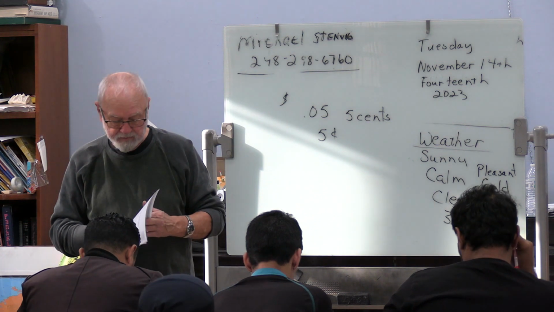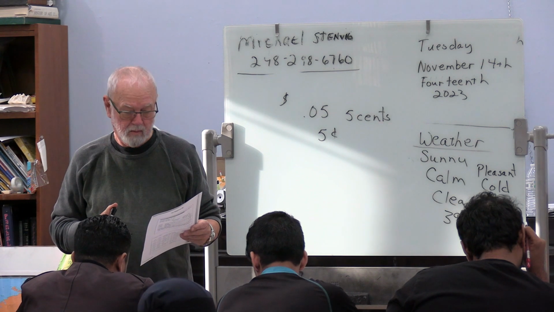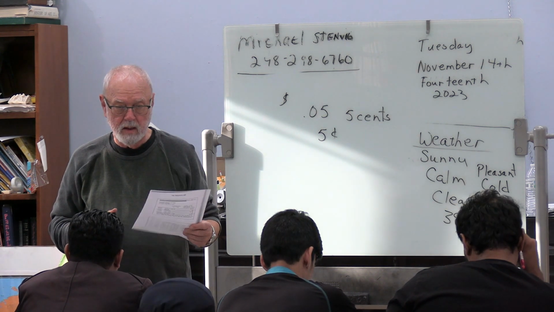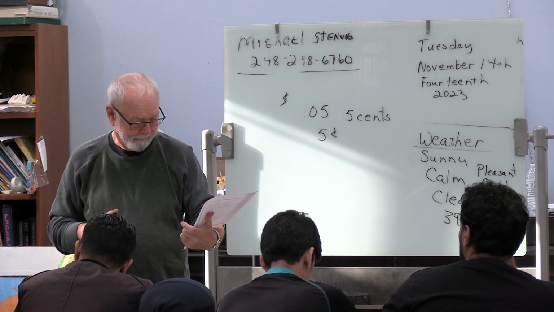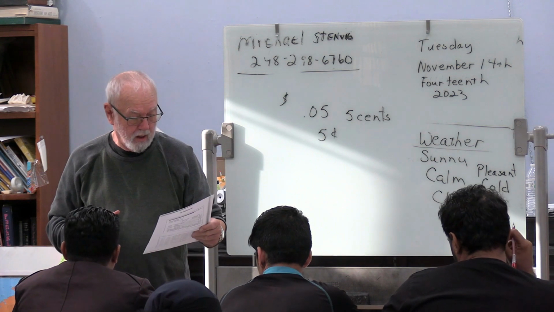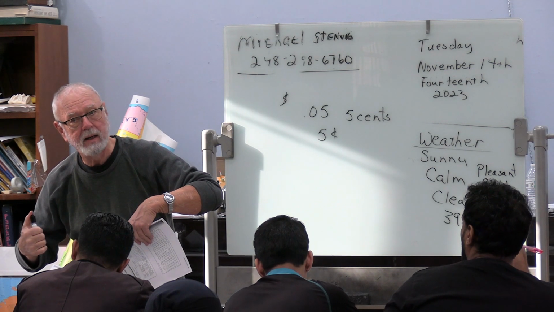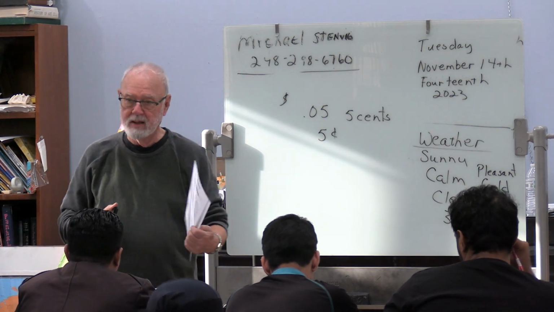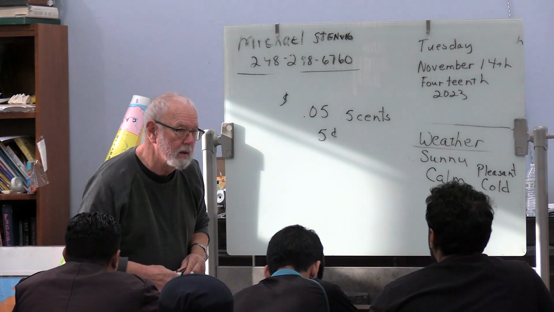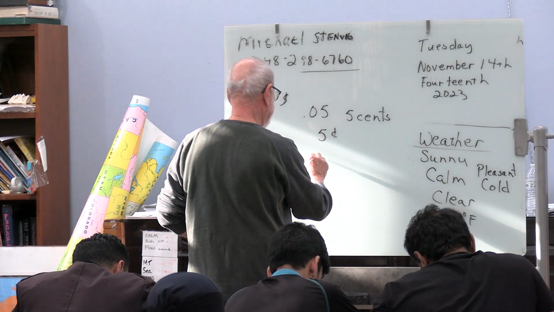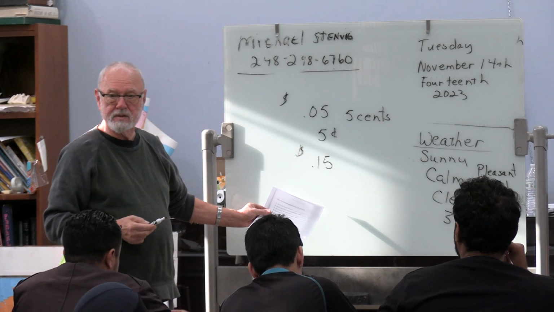Next one, number 4. How much was the call on November 24? $8. 50 cents. How much was the call? How much money? So number 4, what is it? 15 cents.